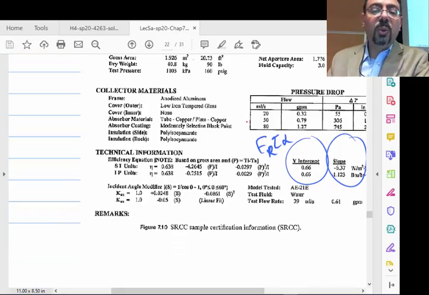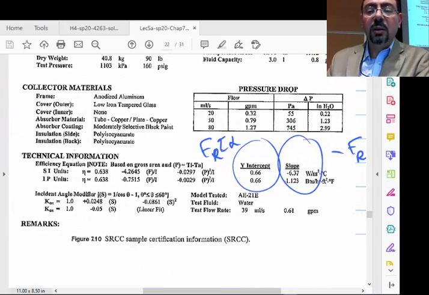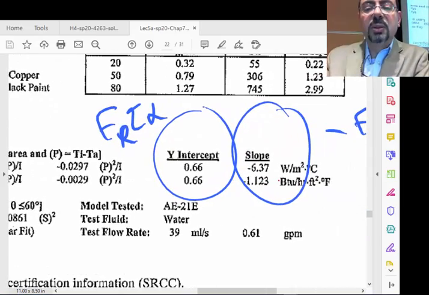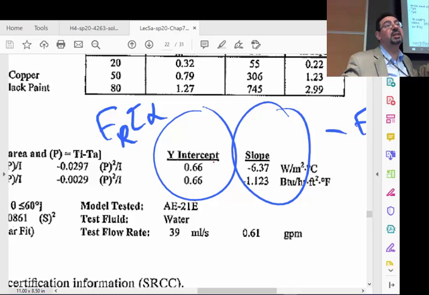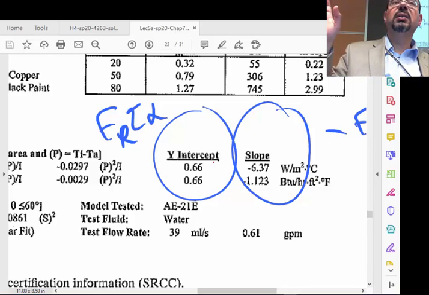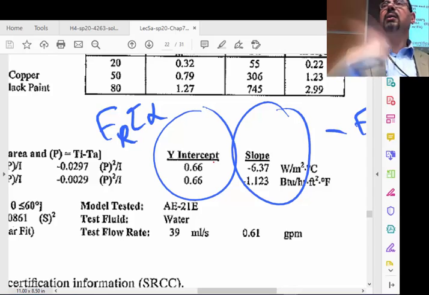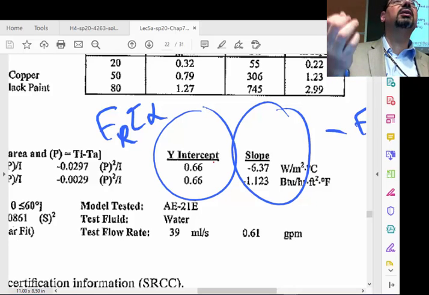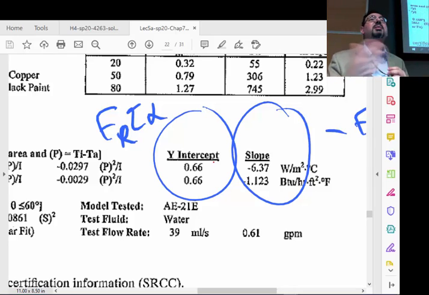Okay, so what numbers do we want? We want the intercept and the slope over here, in the technical information. Okay, so the intercept is 0.66. What's the unit? Nothing. That's basically 66% efficiency. That collector's maximum efficiency is 66%. And you get this maximum efficiency when the water is running all the time through the collector, so the collector does not get that hot, and it reaches the maximum efficiency because it does not dissipate that much.